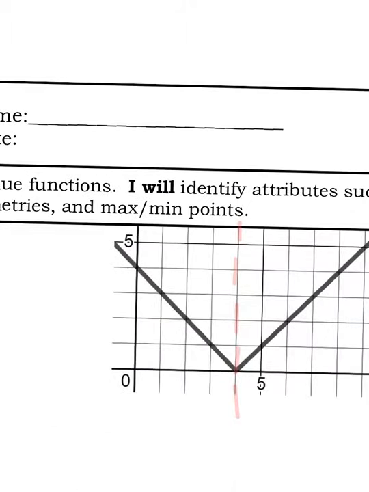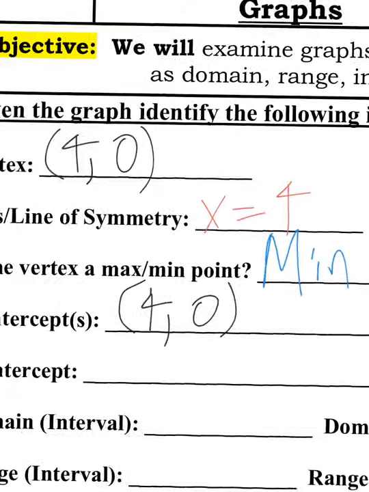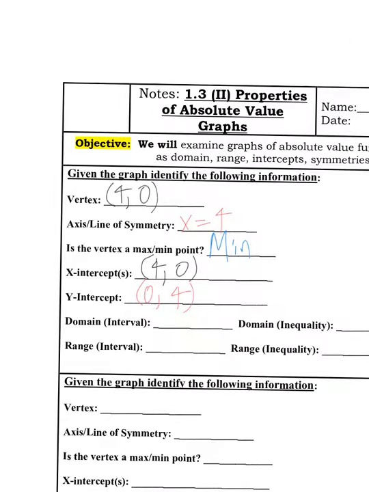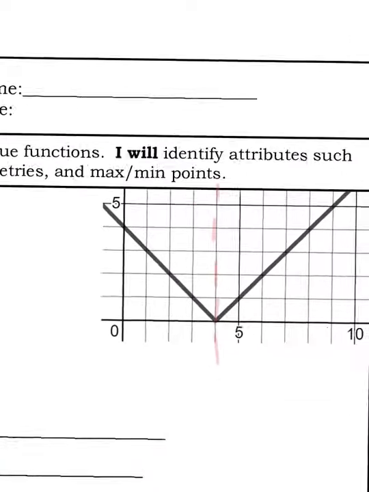Then the y-intercept. Where does it touch the y-axis? Right there. That's 0, 4. All right, so the x-intercept has 0 for the y-coordinate, and the y-intercept has 0 for the x-coordinate, so 0, 4. And so now we're going to write our domain in interval notation and inequality notation.